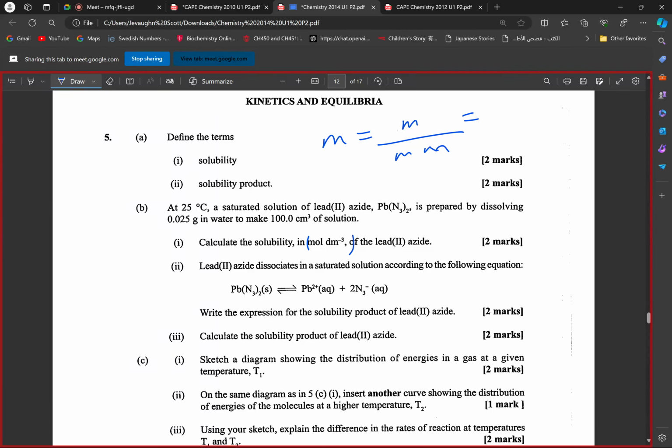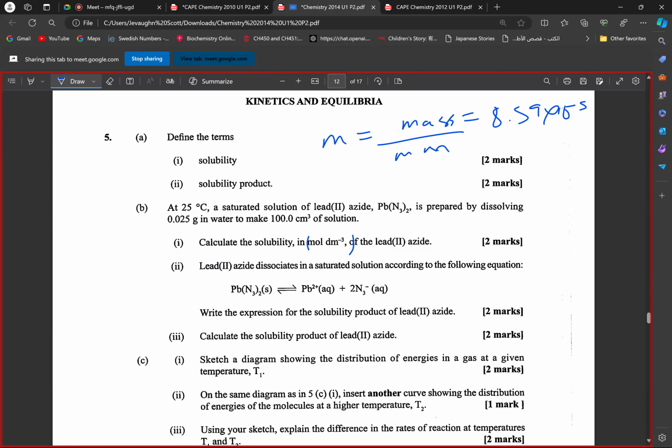What's the answer? 8.59 times 10 to the negative 5. All right, everybody else got that answer? Yes, sir. All right, lovely.